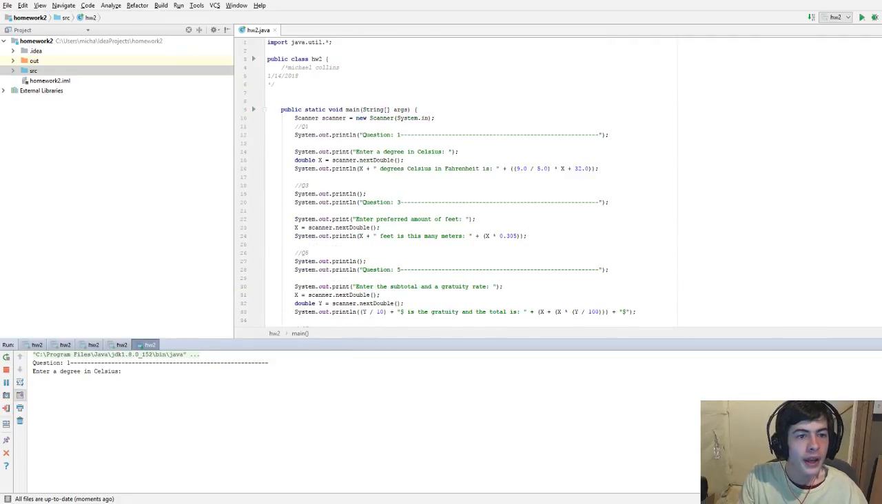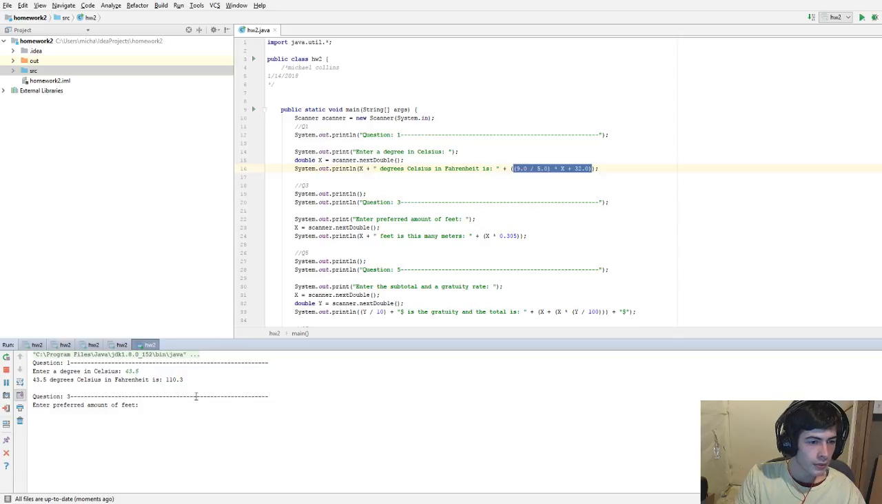Okay, so we have question 1 right here, converting Celsius into Fahrenheit using the provided calculation, and it wants us to use 43.5, and then we get 110.3 there.